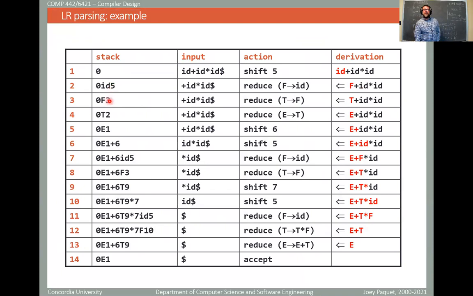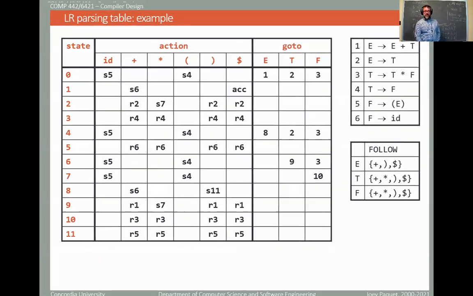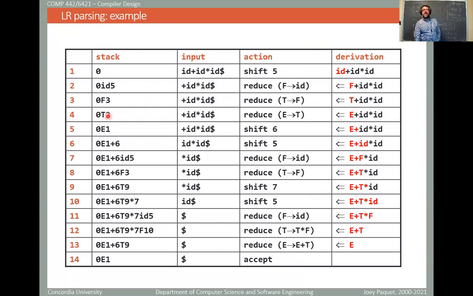So I remove the F on top of the stack, so remove 3 and F, and then I have 0 on top of the stack, and then I push T, because I was transforming this F here, the right-hand side, into a T. Then I go in my go-to table 0T, and then I will find 0T. I find 2, which I push on top of the stack.